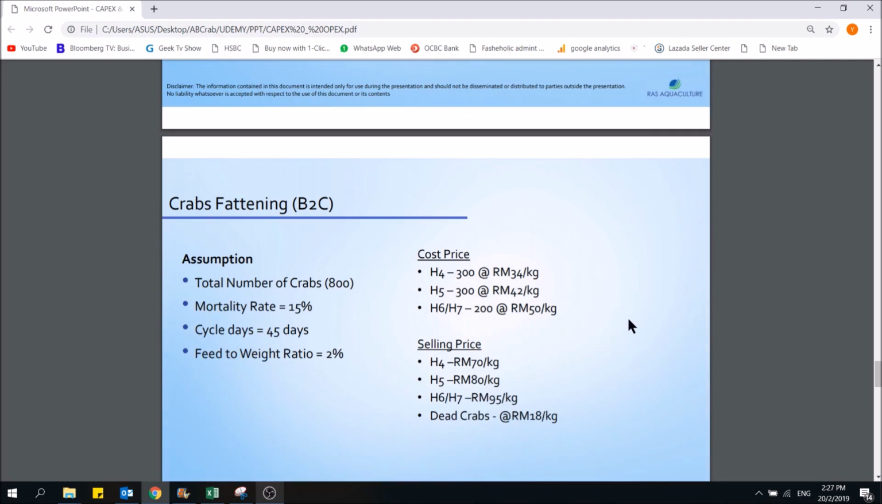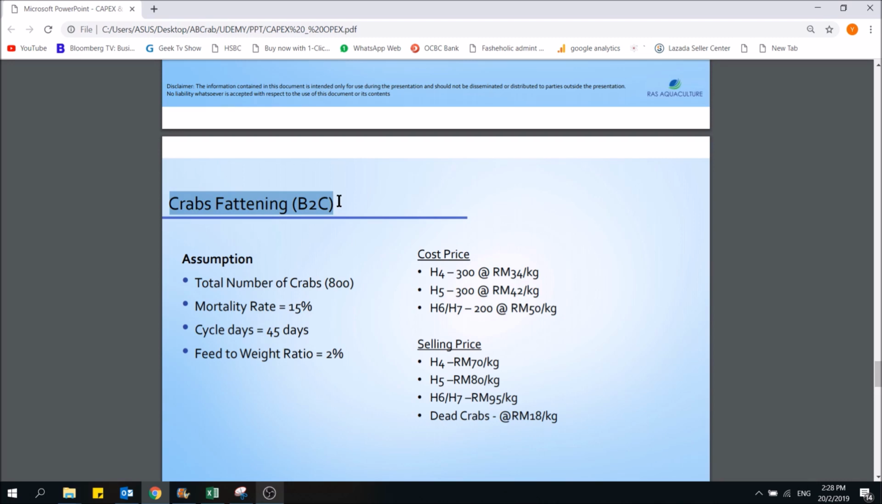But what if I change my price slightly higher? Instead of 72, I'll be selling them at 80 ringgit per kilo. So this is what we call a B2C market. One of the most beneficial points of having a RAS system which you can use for urban farming is that you are already closer to the consumer, and you could just retail directly to the end consumer, in which they will buy crabs and cook it in their house, or even buy crabs and bring it to the restaurants.